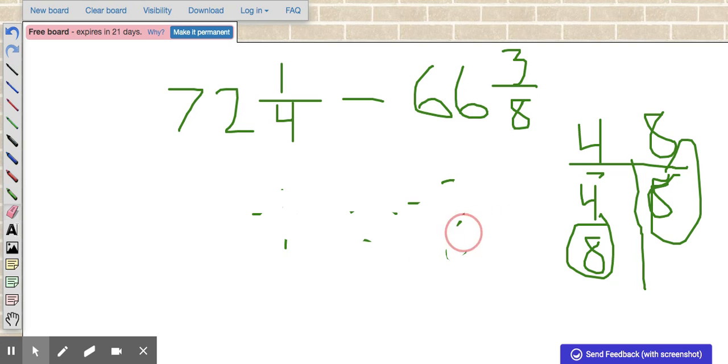So let me see here. Okay, I'm just going to erase so I have more room. And this is not erasing very quickly. All right.